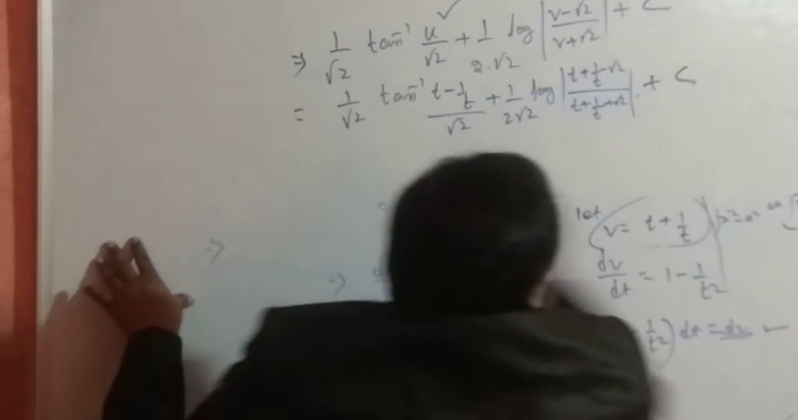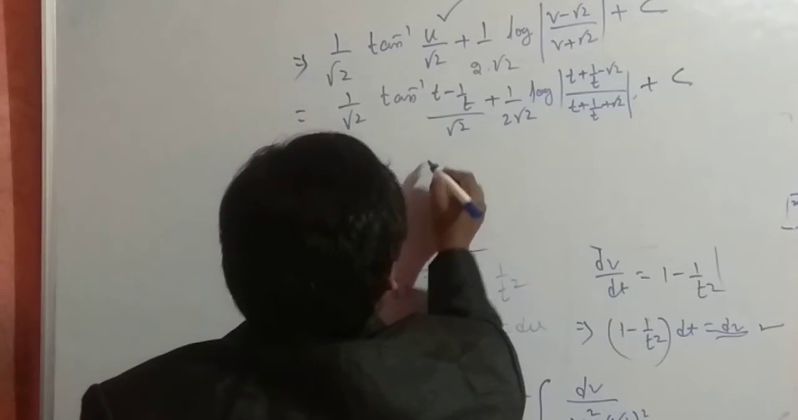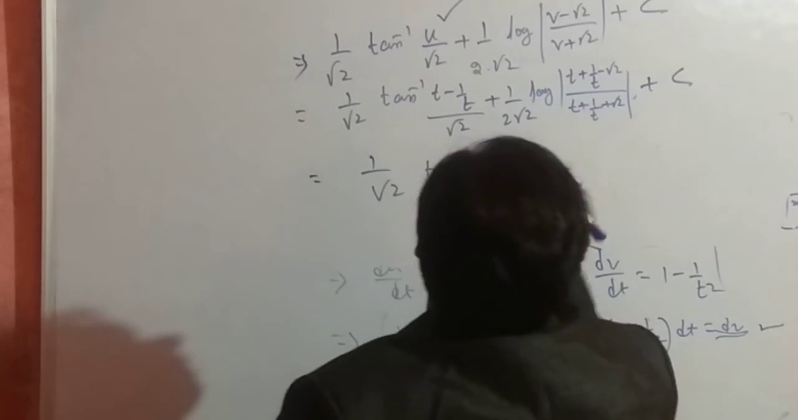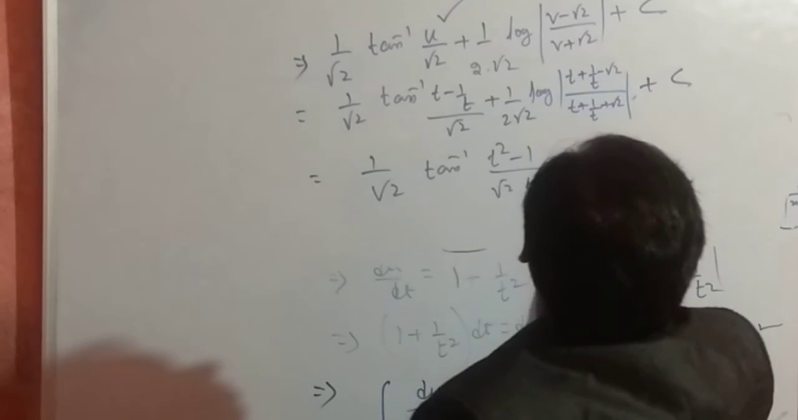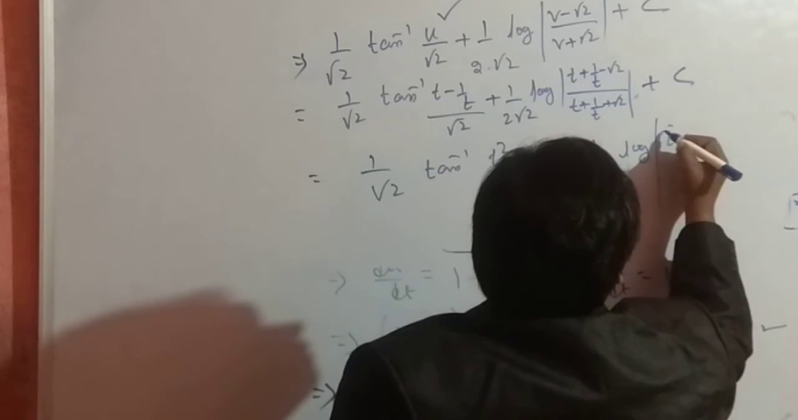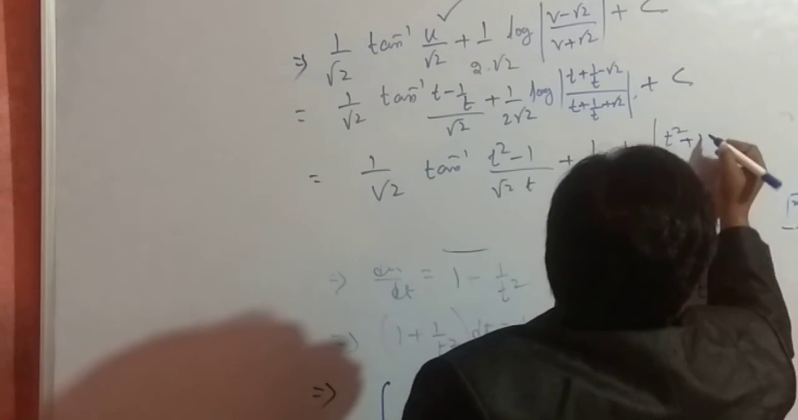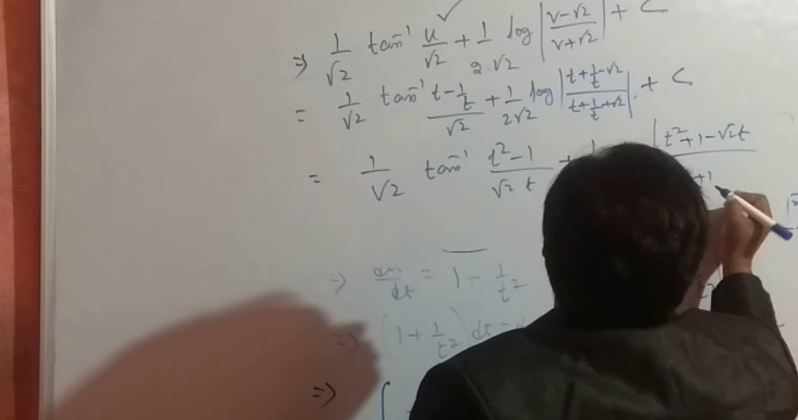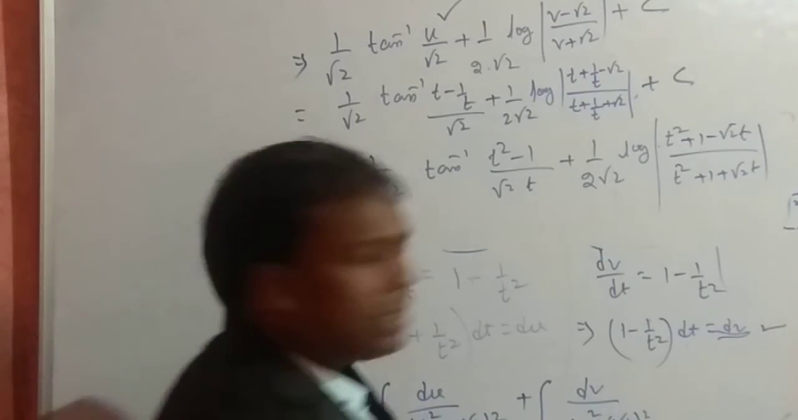Now just simplify. We need to simplify. So 1 by root 2 tan inverse of t square minus 1 by root 2 t, plus 1 by 2 root 2 log of t square plus 1 minus root 2 t, whole divided by t square plus 1 plus root 2 t. Nothing else done, only simplified.